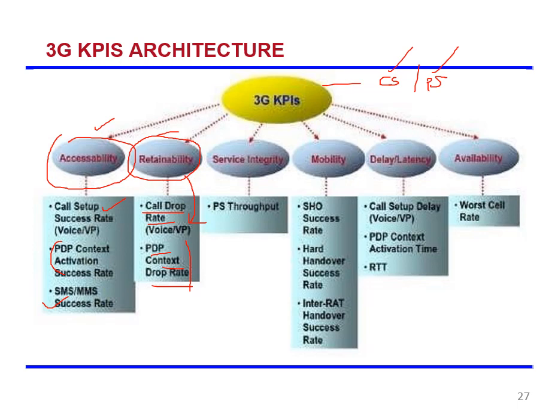If you are talking about data, service integrity is a must. PS throughput, packet switching throughput, is how much speed is being delivered to the customer. And mobility is another feature, which you also have seen in 2G, the handover success rate. Mobility is an important feature of any mobile phone. Mobile phones naturally move from one area to another, from one room to another room, one house to another house, one place to another place, one state to another state, one country to another country.